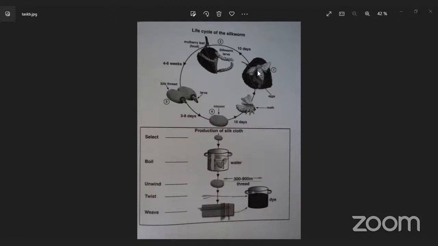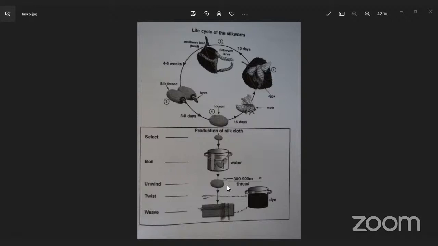They feed on mulberry leaf. 4 to 6 weeks later, you can see that there's silk thread and the larvae are covered and a cocoon is formed. And then the moth hatches, but here's the tragic story of the silkworm: in the penultimate stage, this process is interrupted and the cocoon is taken and placed into hot boiling water, and then something is done about it.